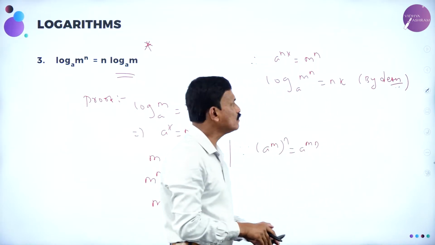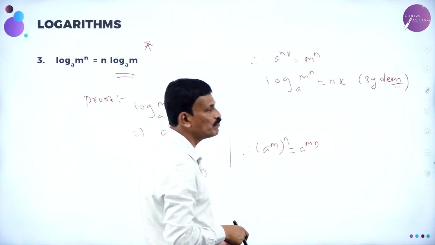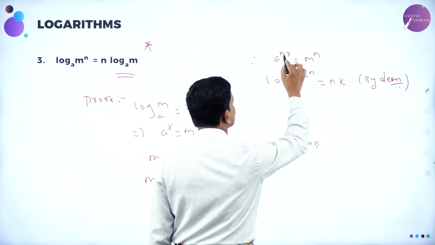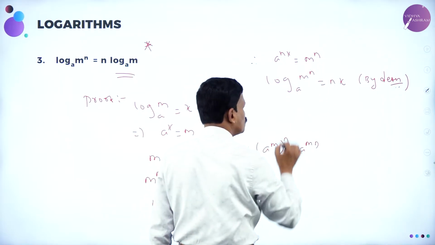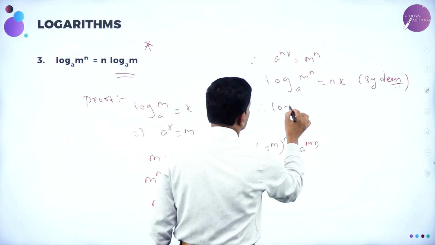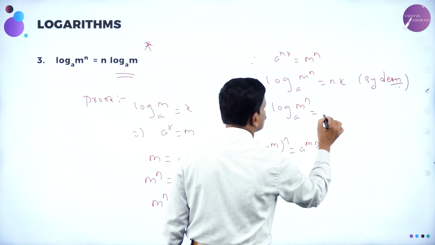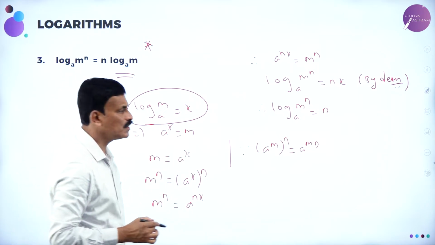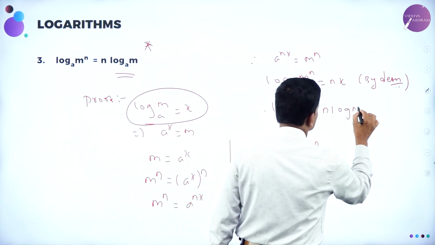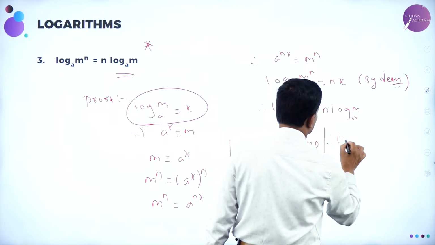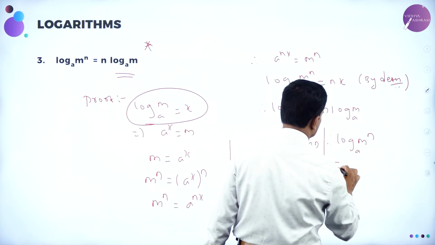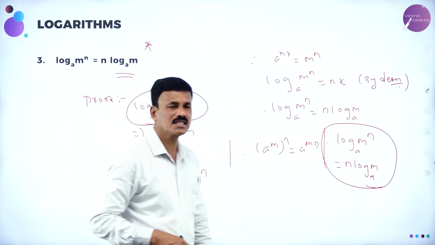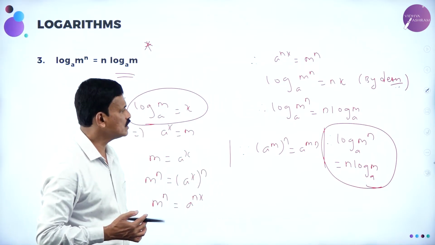By definition of logarithm, if a to the power of nx is equal to m to the power of n, then the logarithm of m to the power of n to base a is equal to nx. Now, substitute the value of x. What is x we have taken? x is equal to log m to base a. Therefore, logarithm of m to the power of n to base a is always equal to n log m to base a, which is the required answer. That's it. So log of m to the power of n is equal to n log m to base a.